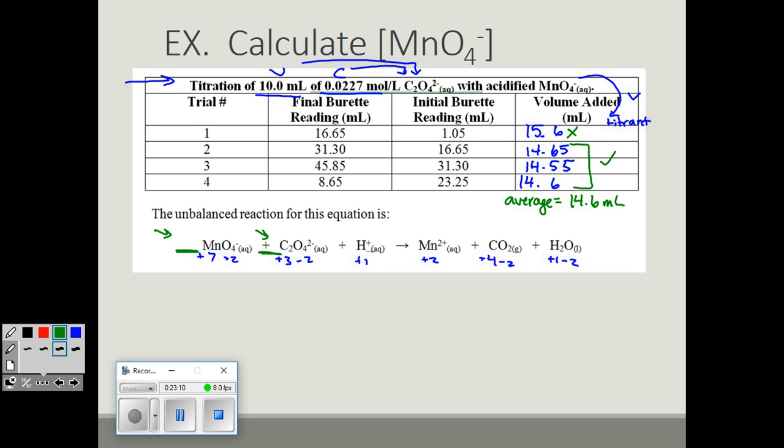When I think about that, I would compare my carbons here, and I would see that it went from +3 to +4. So it lost an electron. Then because there are 2 carbons here, I would put a 2. For the manganese, it went from +7 to +2. So it gained 5 electrons. Then my next step would be to make sure I'm gaining and losing the same number of electrons. So I would multiply this reaction by 2 and this reaction by 5.